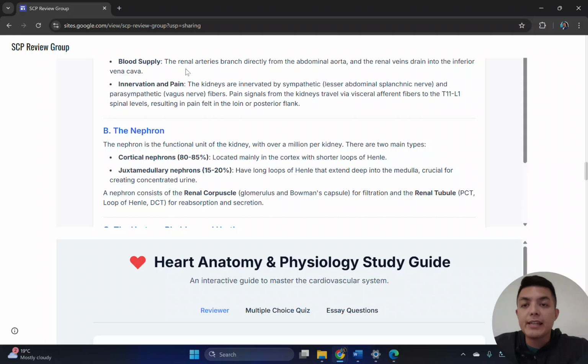Its blood supply: the renal arteries branch directly from the abdominal aorta, and the renal veins drain into, of course, the IVC. Next is innervation and pain.